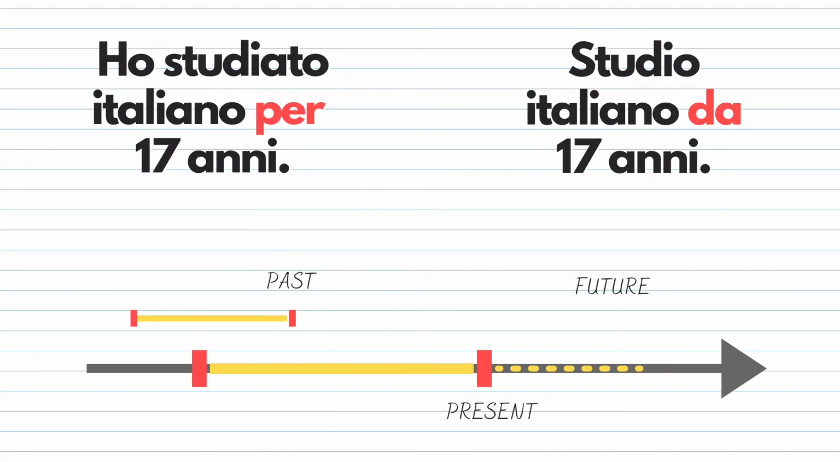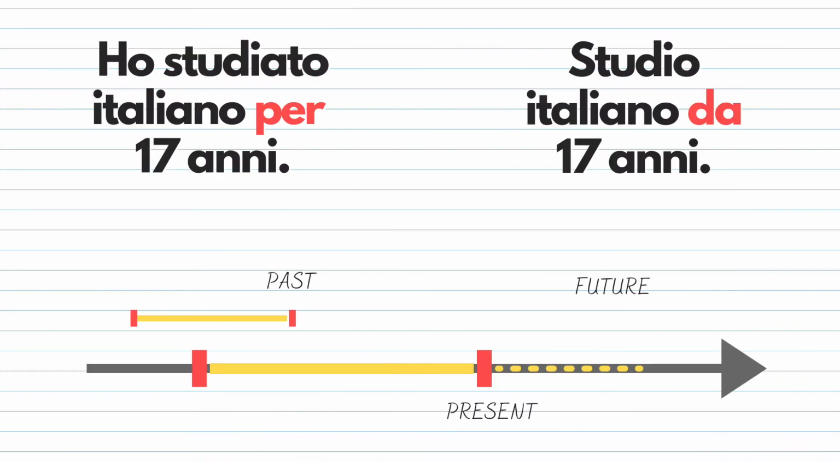Now let's compare one of the examples we saw for the preposition da with one with the preposition per. Ho studiato italiano per 17 anni. And studio italiano da 17 anni. Now, what do you think? What's the difference between these two sentences?